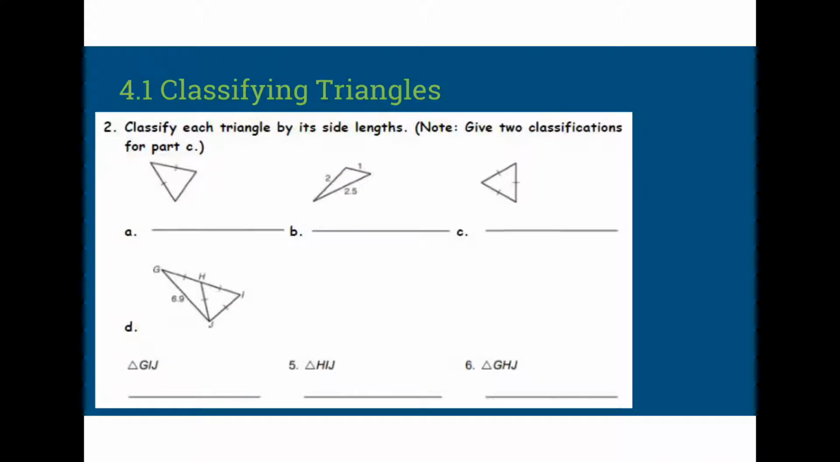Right, now let's classify by side lengths. So I see 2 tick marks right here. Highlight them in blue. So remember, those tick marks mean sides are congruent. So since 2 sides are congruent, this is going to be an isosceles triangle. All right, part B, I see that one of the sides is 1, one of the sides is 2, and one is 2.5. They're all different, which means we're going to have a scalene triangle since no sides are congruent. And then this one will be an equilateral triangle.